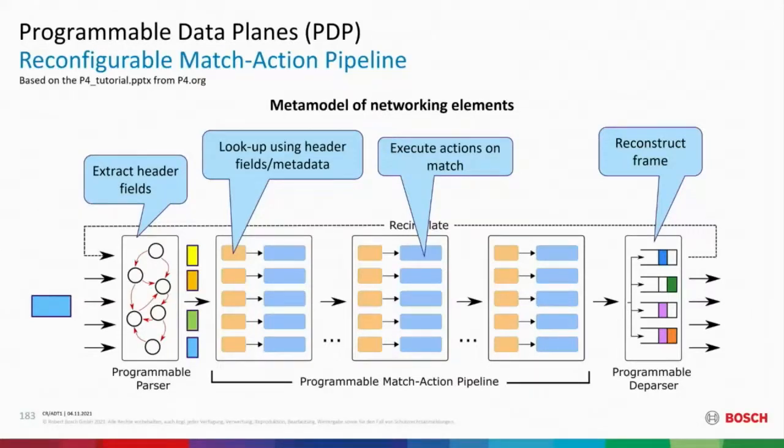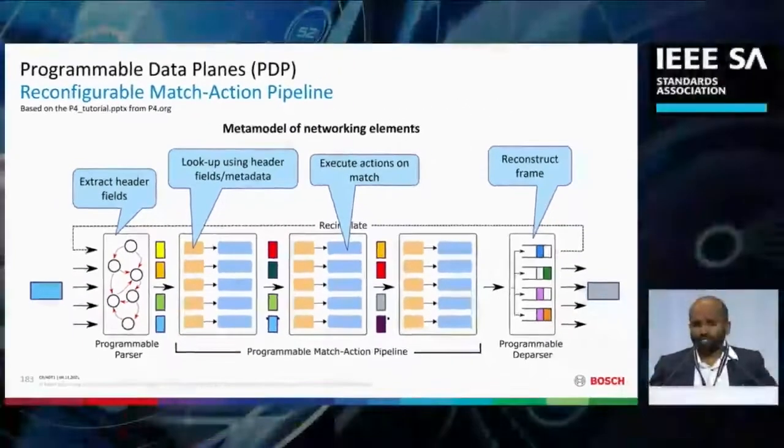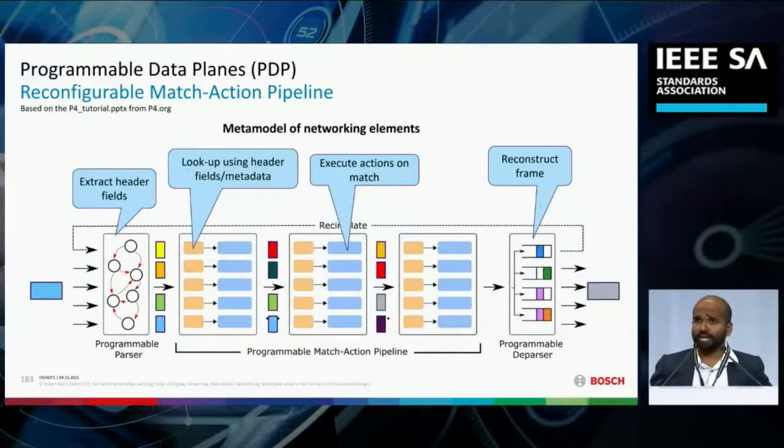The set of header fields are then processed one after the other by a sequence of match action tables. These match action tables match on these header fields of interest in arbitrary combinations, and can also use some kind of metadata for matching. And in the event of a positive match, certain custom actions can be executed on these header fields. Finally, at the end of this pipeline, the header fields are put together, the packet is reconstructed, and the packet is sent to the egress port.